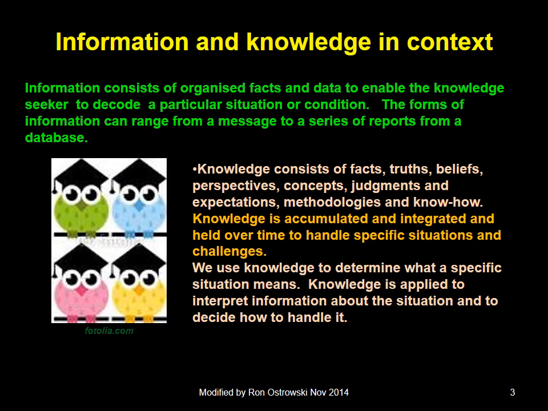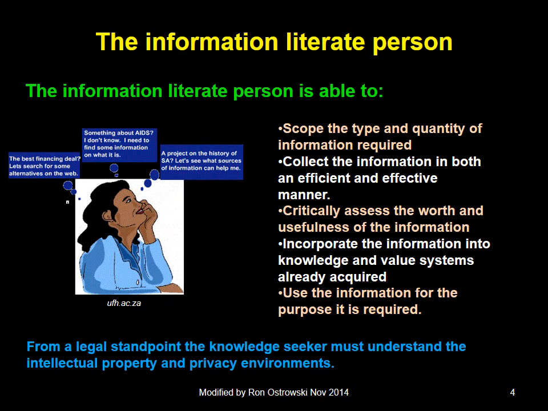Okay, I'll move to the next slide. And here we talk about the information literate person. So an information literate person is able to scope the type and quantity of information required, is able to collect information in both an efficient and effective manner, can critically assess the worth and usefulness of that information, incorporate the information into knowledge and the value systems already acquired, and use the information for the purpose it is required.